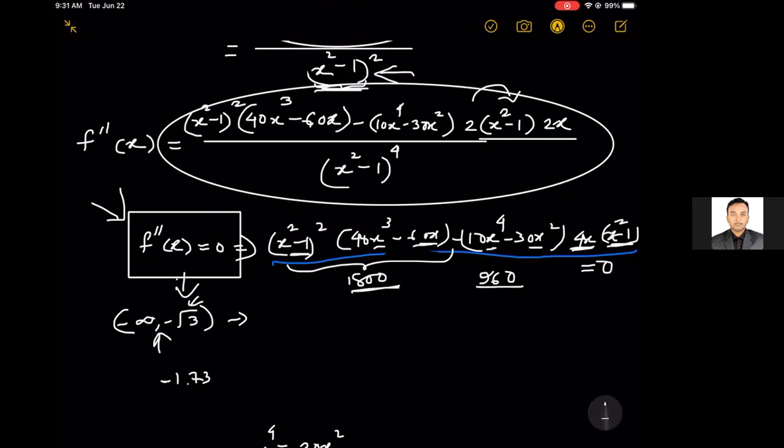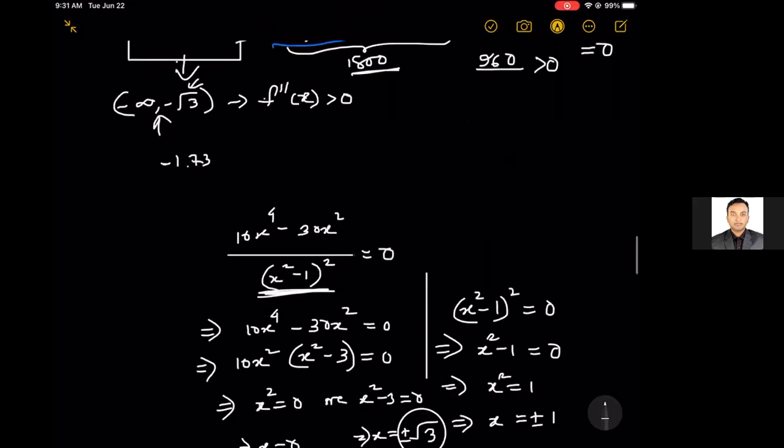And if I subtract 960 from 1800, it's greater than 0, right? I don't even need the value. All I need is whether it's positive or not. And it's definitely positive. Do you agree? Right? So it's concave up for this part.